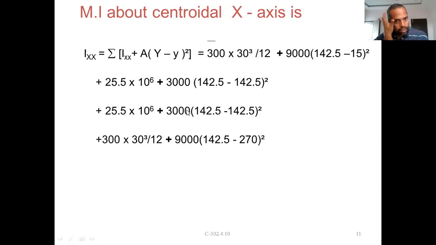This is one channel, this is another channel, this is the top plate, and this is the bottom plate. Like this, he has made 4 calculations. Instead of that, if you multiply by 2, you can save calculation time. So Ixx is equal to 344.96 into 10 to the power 6. That is the moment of inertia about the X axis.